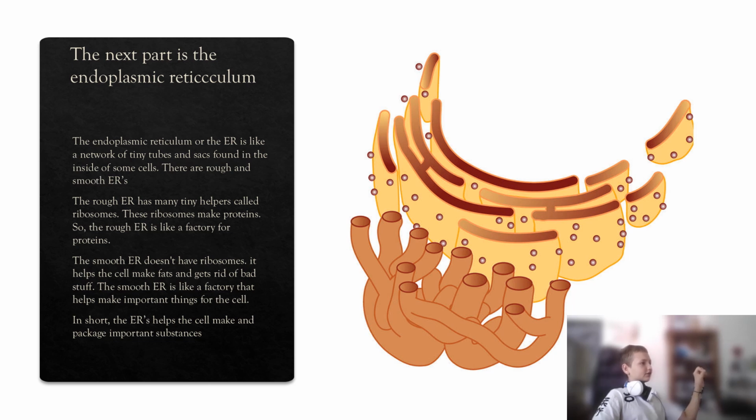The rough endoplasmic reticulum has many tiny helpers called ribosomes, as I just said, and these ribosomes help make proteins, as mentioned earlier. The rough endoplasmic reticulum is kind of like a factory for proteins, and it helps make them. The smooth endoplasmic reticulum, on the other hand, does not have ribosomes, and it helps the cell make fats, get rid of bad stuff, and deal with fats. The smooth endoplasmic reticulum overall is like a factory that helps the cell make important things and get rid of bad stuff. In short, the ERs help the cell make, package, and store important substances.